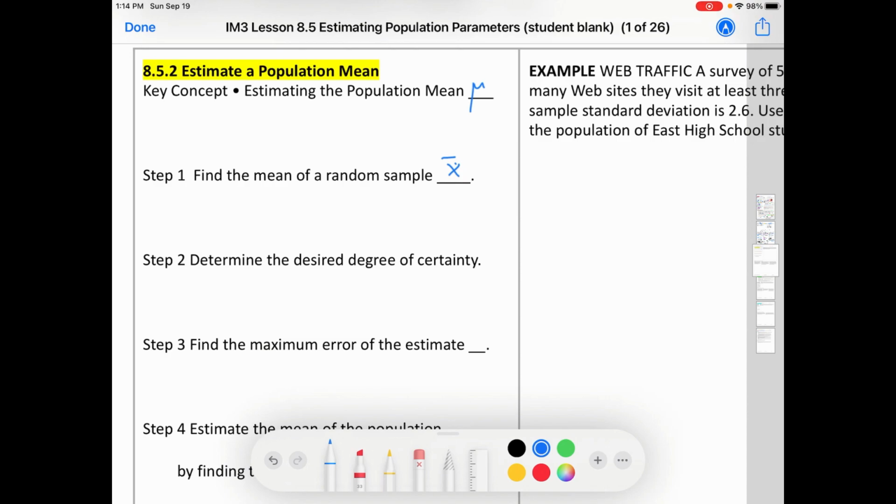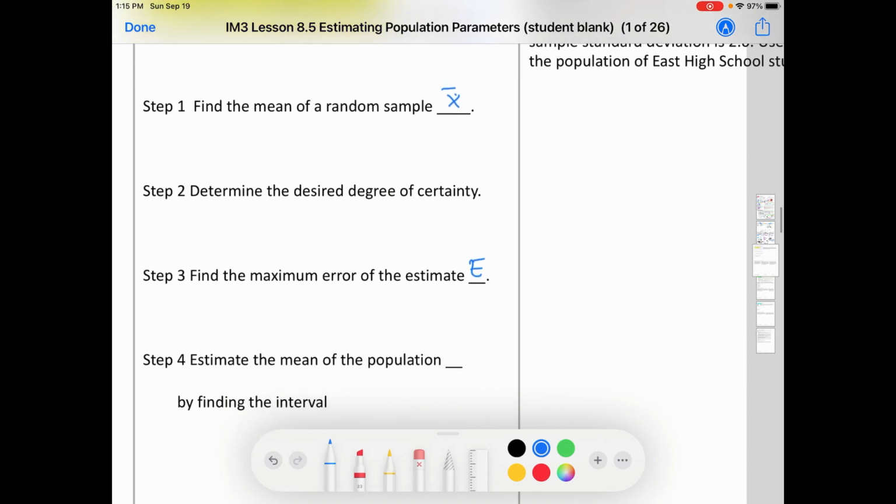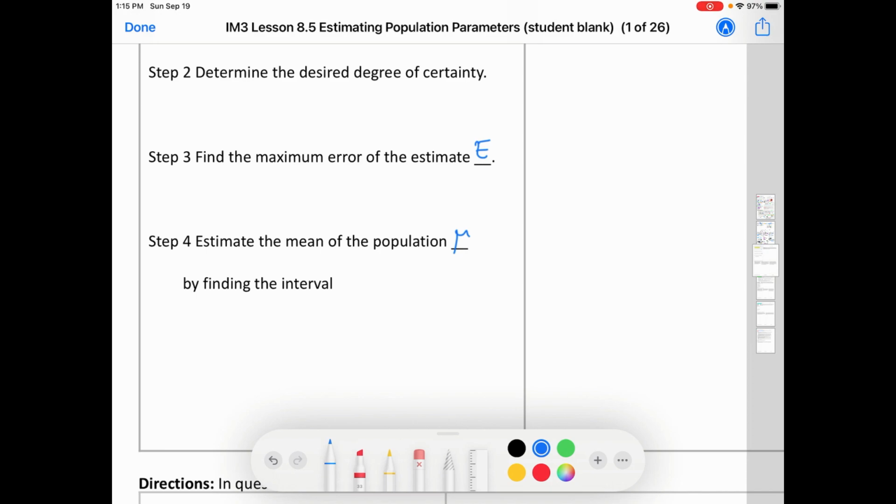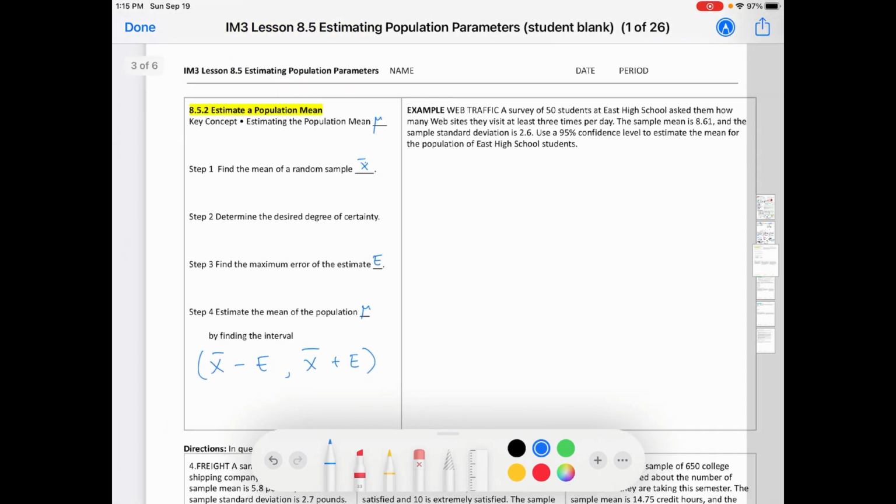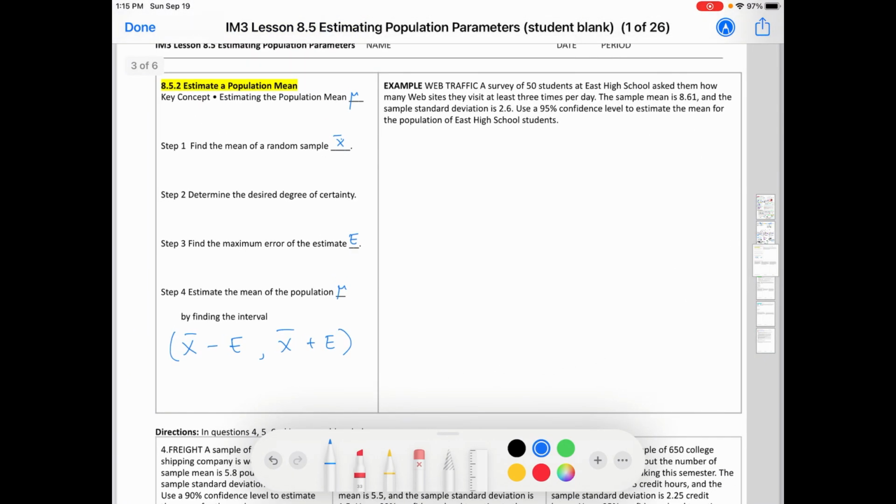Step 2, we need to determine the degree of certainty. So let's look in the chart. Number 3, find the error of estimate. What letter did we just find previously? That is our E. And then estimate the mean population, which is mu, by finding the interval. This is 2 problems here. And it's not an ordered pair, it's just a range, like interval notation. All right, let's go ahead and try this problem.